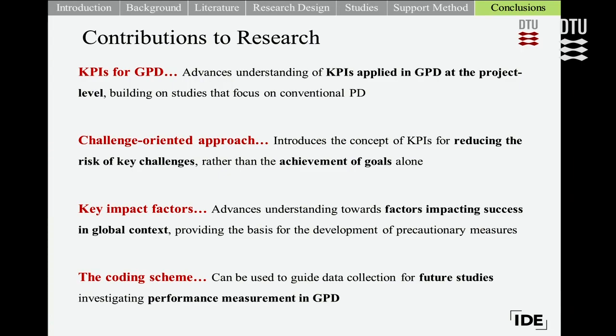Also, identifying the key impact factors, we advance understanding towards the factors impacting the success in GPD at the project level, which actually provides the basis for researchers to develop precautionary strategies. Also, the coding scheme, we see that this can be used in future studies to guide investigations towards the performance measurement in global product development.